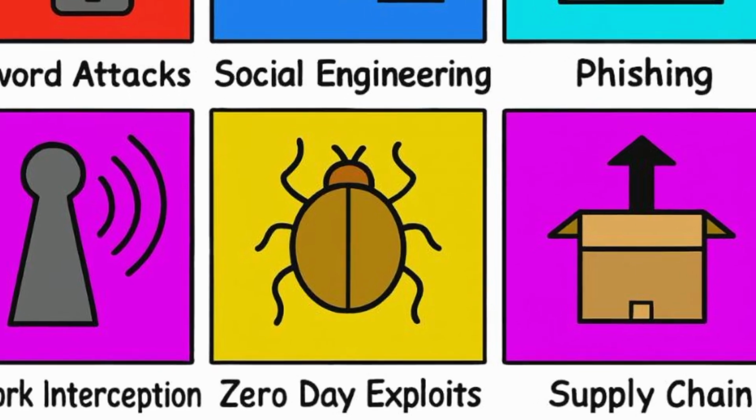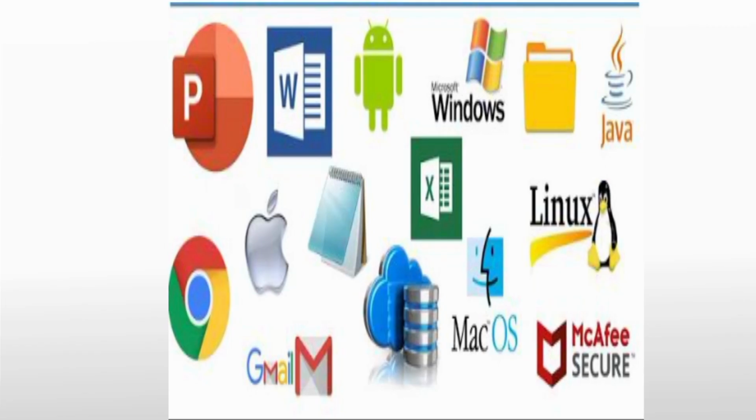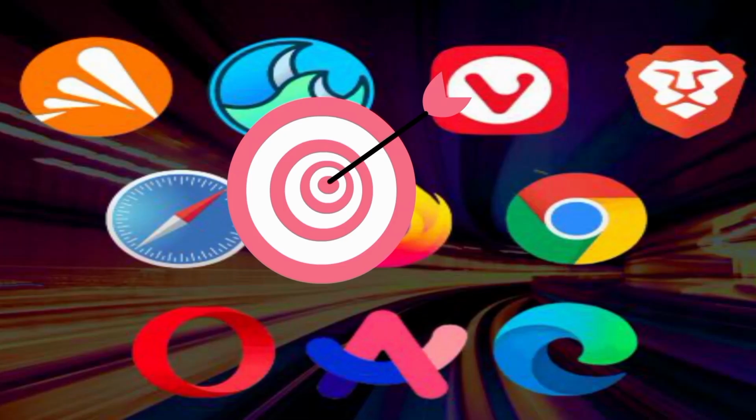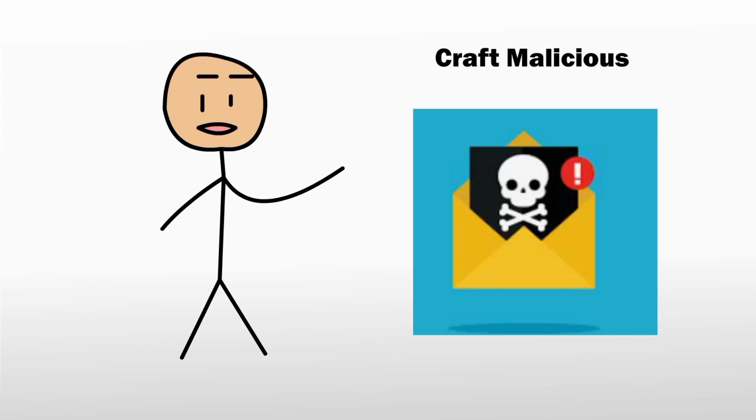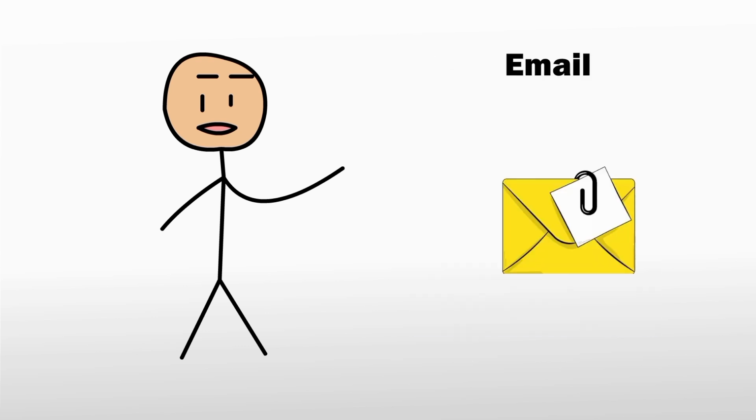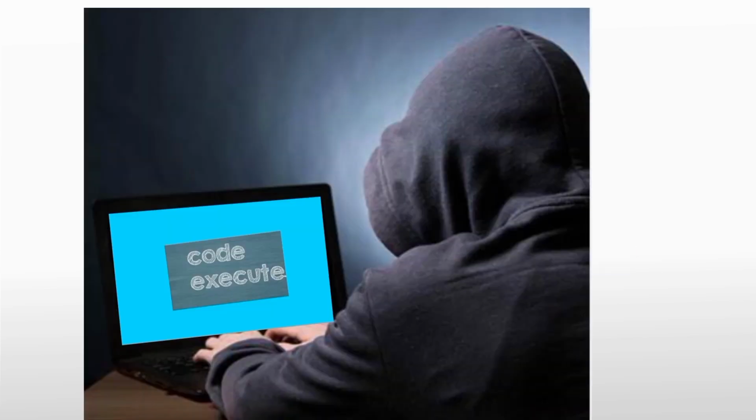Method 6, zero-day exploitation. Attackers discover security vulnerabilities in popular software before developers become aware of them. These zero-day exploits target browsers, operating systems, and common applications with flaws that have no available patches. They craft malicious websites or email attachments that exploit these unknown vulnerabilities. When targets visit compromised sites or open infected files, attacker code executes with full system privileges.